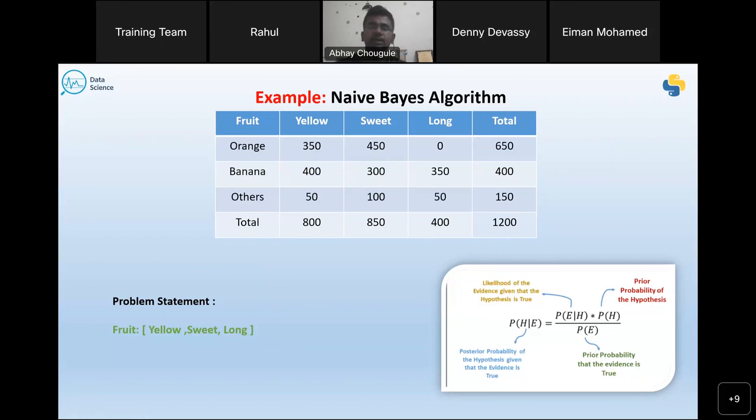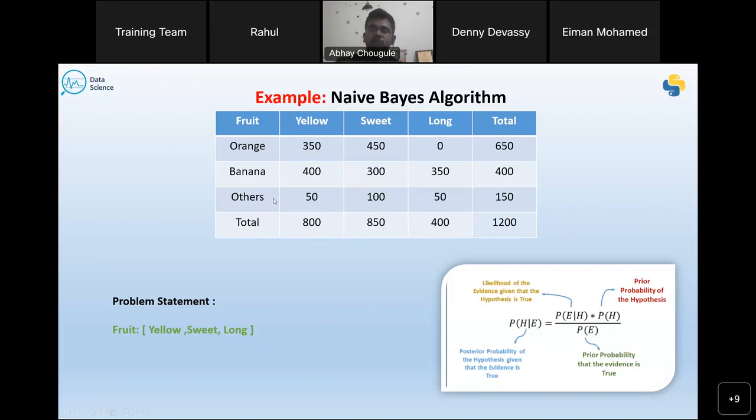It's not like other algorithms. This is completely based on conditional probability. So it will take the observation points of yellowish, sweetness, and long. So it will check each and every data point, meaning fruits, because there are three categories. So we are going to find out, this is completely based on orange, banana, and others. On the basis of yellow, sweet, and long, the answer might be banana.